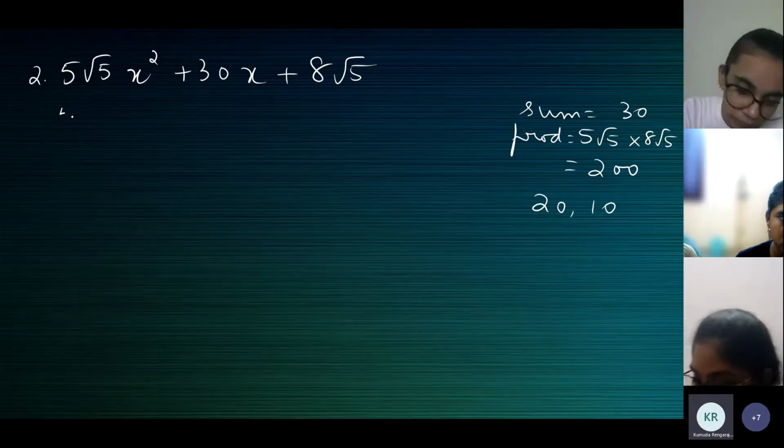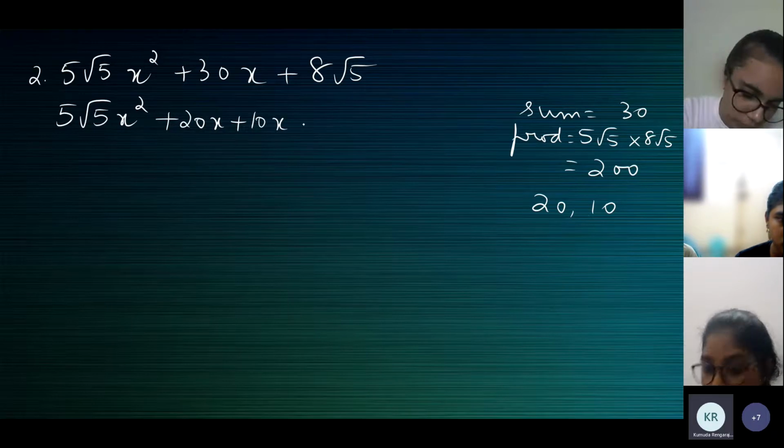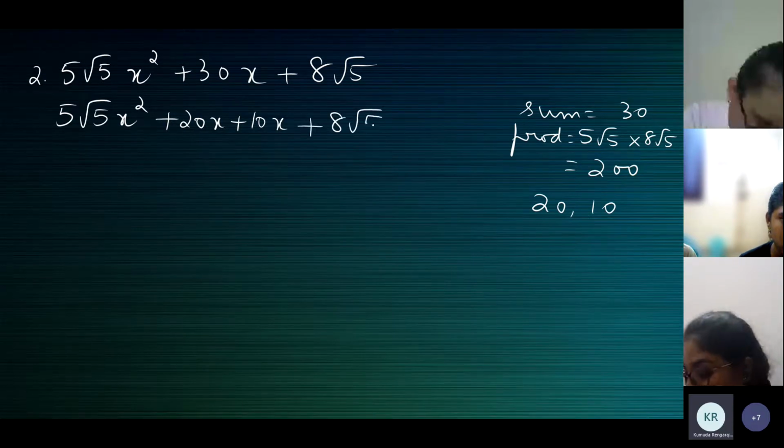So 5 root 5 x square, right? The first term as it is, split the middle term: plus 20x plus 10x. You can write anything first. You know that 20x plus 10x is nothing but 30x. You're not changing the expression, you're just writing 30x as 20x plus 10x. And the last term as it is, 8 root 5.